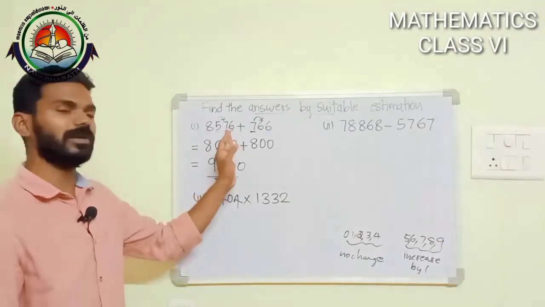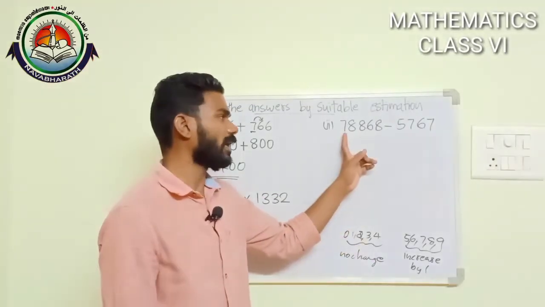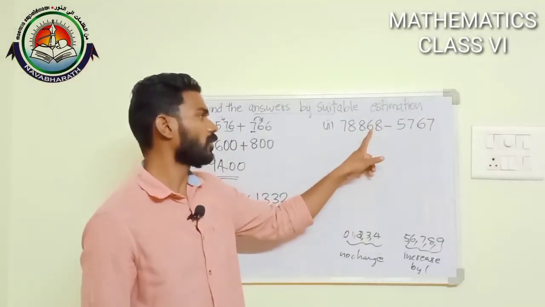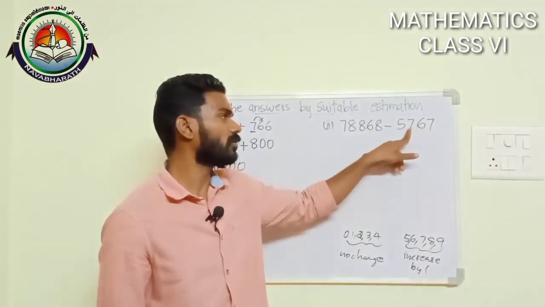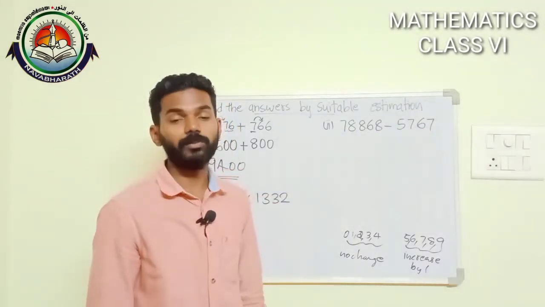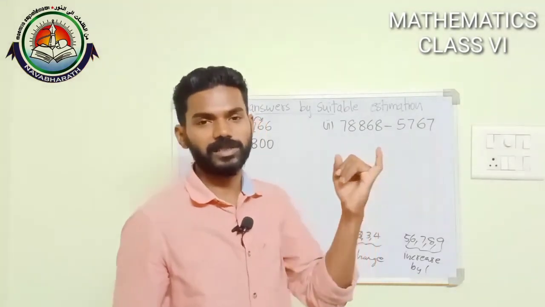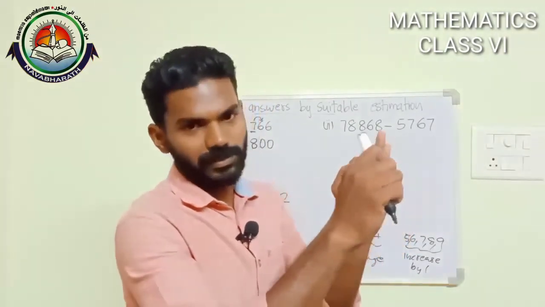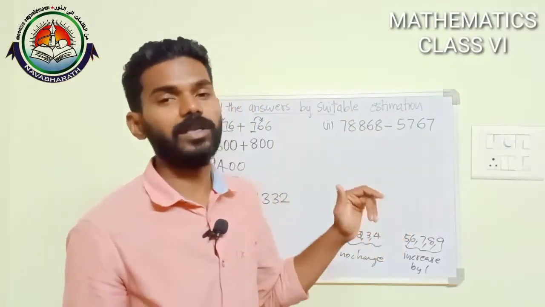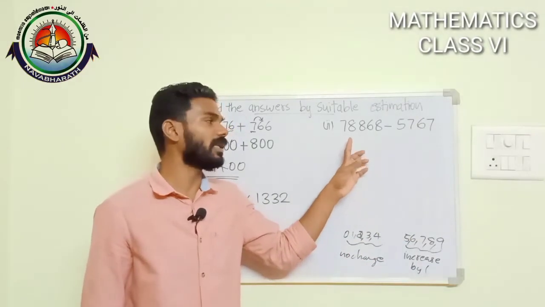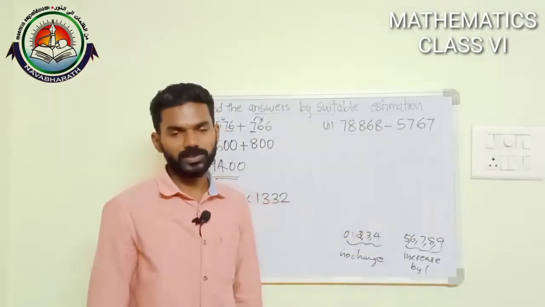The same rule can be applied for subtraction also. Count the number of digits. 1, 2, 3, 4, 5 digit number. Here 1, 2, 3, 4. So the minimum number of digits comes here, 4 digits. 4 digits means ones, tens, hundreds, thousands. Clear? So we need to round off to the nearest thousands for both the numbers.